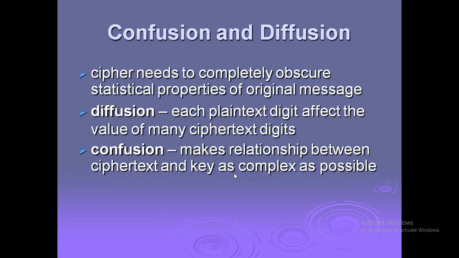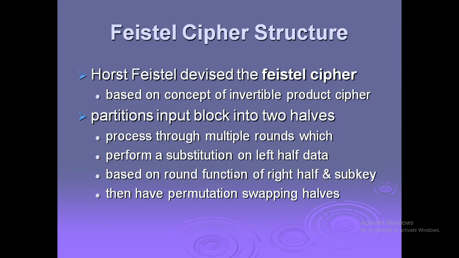Confusion and diffusion. A cipher needs to completely obscure statistical properties of the original message. When plain text digits affect the value of many ciphertext digits, it is called diffusion. Confusion makes the relationship between ciphertext and key as complex as possible.